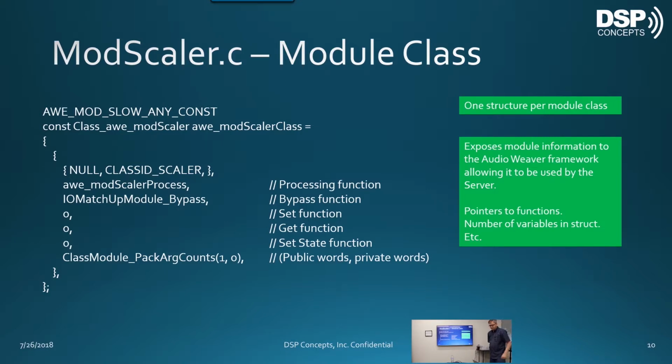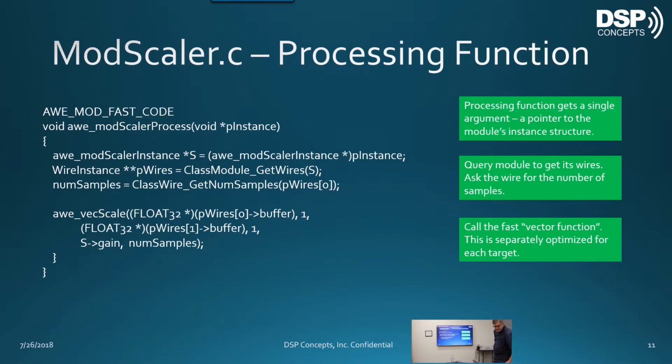And then inside the C code, there's also a processing function. All the processing functions have basically the same form. They get a pointer to an instance, and you cast it to the correct type of instance. Then there are macros where you can say, give me a pointer to all the wires that I have, tell me how many samples I have in my first wire. And then I call the processing function that does the actual work.